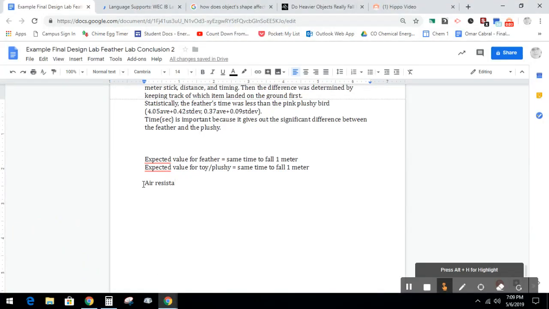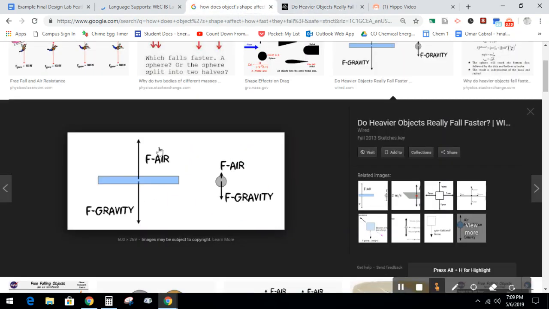So we were talking about expected values. In this case, it's not for something you buy. In this case, it's a scientific idea. So I found this nice picture that showed that there's more force of air on something flat like a feather than on something round like a plushie.